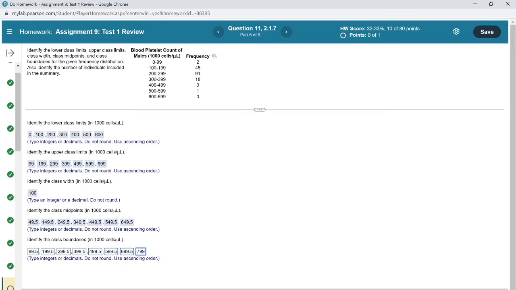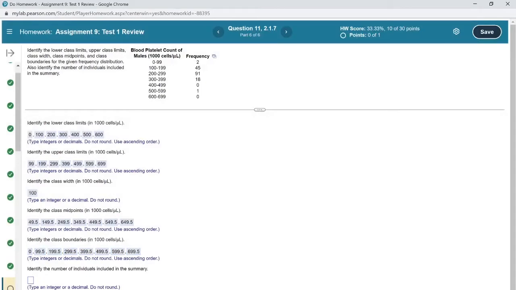Okay, we have to start with the 0. Before this there is nothing. So identify the class boundaries: I have to do the same thing here, but I have to start from 0, and then the next one would be 99.5. The next one would be 199.5. The next one would be 299.5. Next one 399.5, and keep going. 499.5, 599.5, and 699.5.